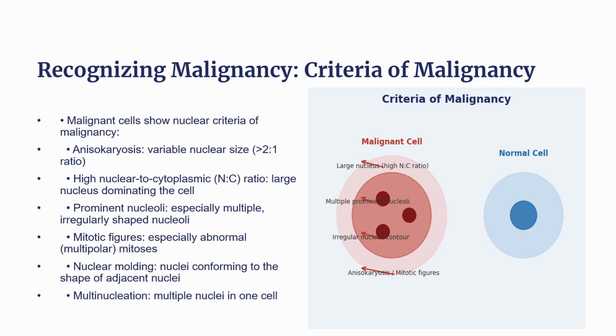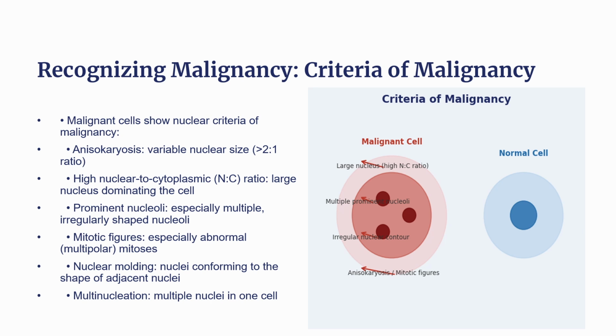Recognizing malignancy in cytology comes down to the nucleus. Normal cells have small, uniform nuclei with a modest amount of cytoplasm around them, and nucleoli that are small or invisible. Malignant cells lose those rules. The nucleus gets huge relative to the cytoplasm, high N to C ratio. The nuclei vary dramatically in size from cell to cell. You see multiple large irregularly shaped nucleoli. The nuclear factory is running out of control.